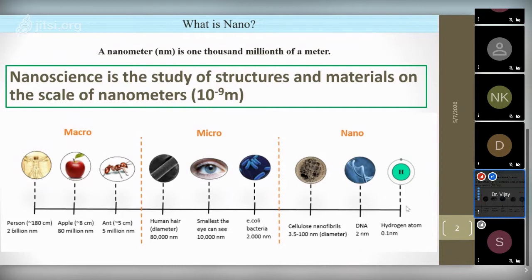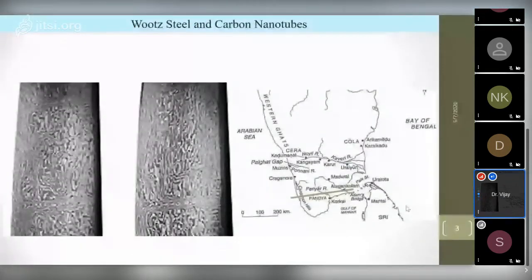As I was repeatedly saying, carbon nanotubes have a very strong historical connection to our Chera kingdom, or more prominently we can say Tamil Nadu. This is a wootz steel structure which has historical roots from before 400 BC or 600 BC.